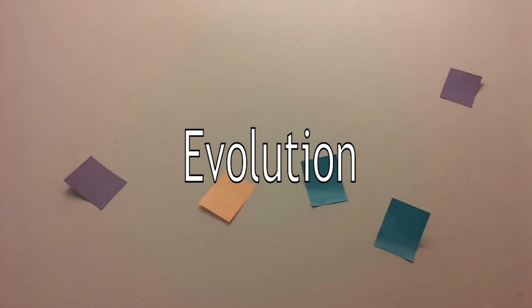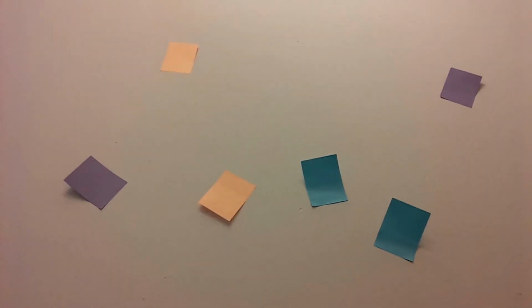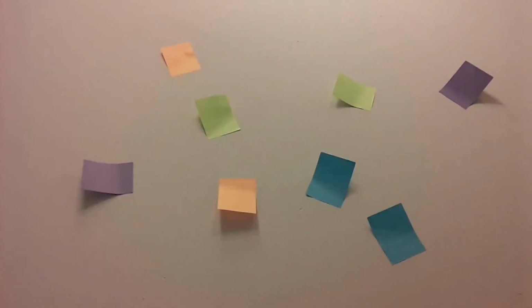So today I really wanted to talk about evolution. Evolution is really talking about changes in the genetic makeup of entire populations. But what does that really mean? How do those changes in the genetic makeup occur? Let's watch this colony of sticky notes to see how different kinds of events result in evolution.